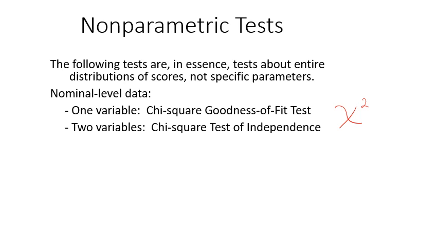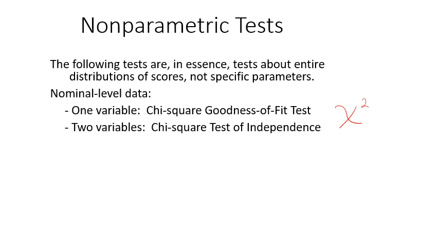The goodness of fit test takes a variable that you have and looks at it and compares it to see if there's differences between the groups or to see if the groups meet a hypothesized distribution. And the two variable test is where you're trying to see if two nominal variables are related to each other or independent from each other.